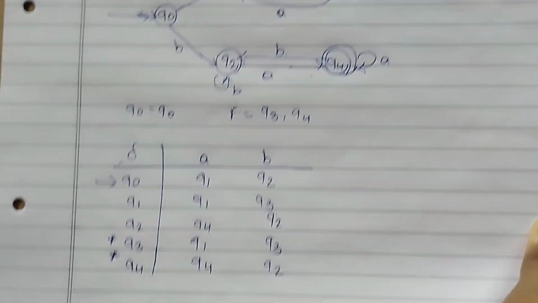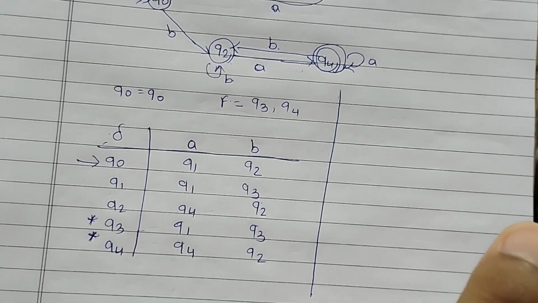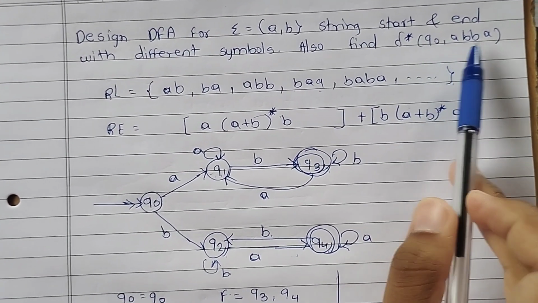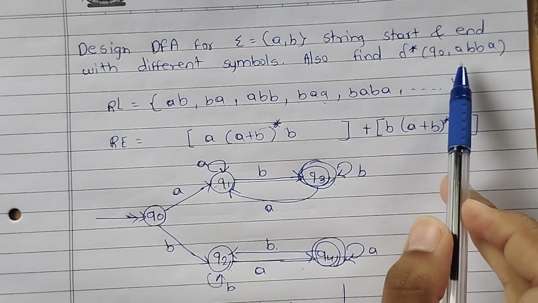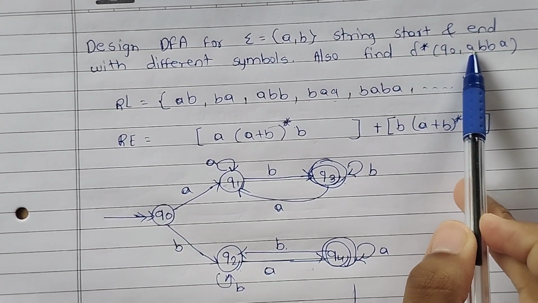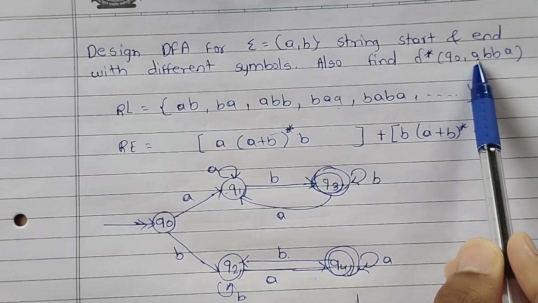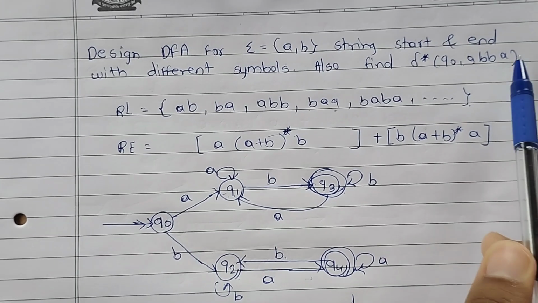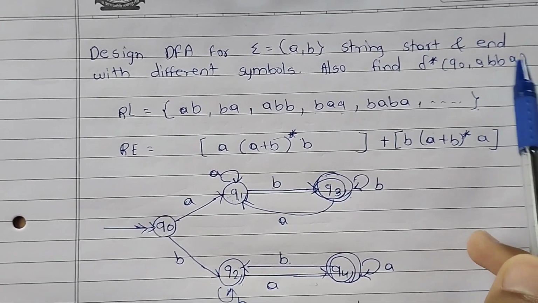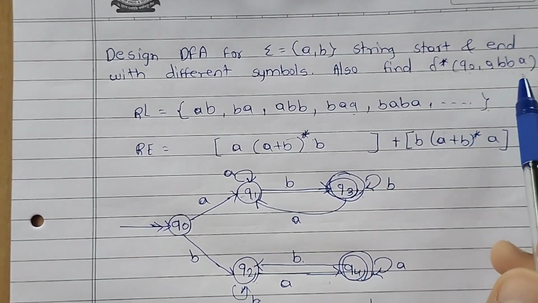Now we see the next question. We also find delta star of Q0, ABBA. Now you say whether this is accepted or rejected. This is rejected because it starts and ends with the same symbol, but here we want different symbols. If we start with A, then it should end with B, but here it starts with A and ends with A, so it is rejected, and we now prove that this is rejected.